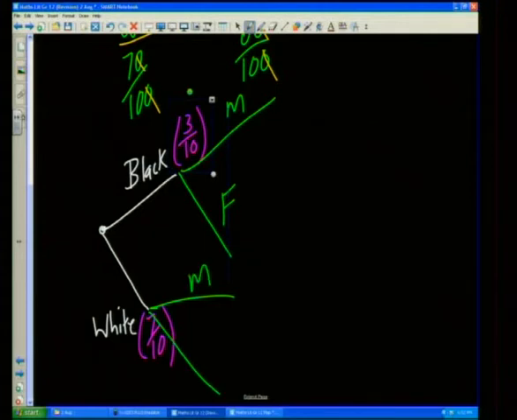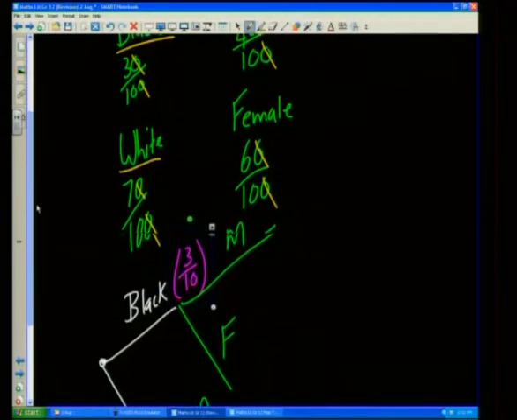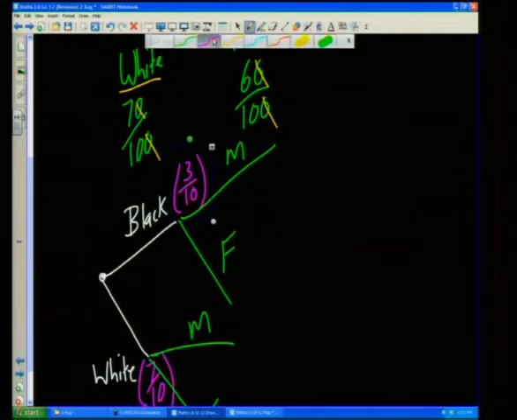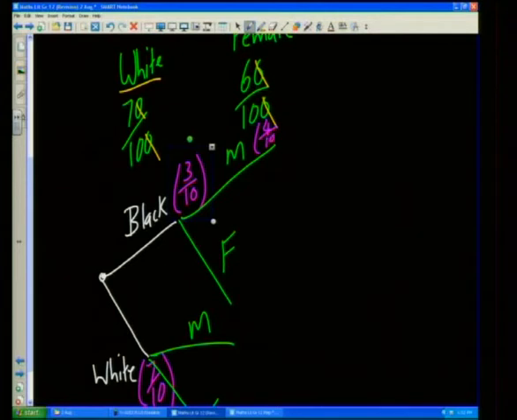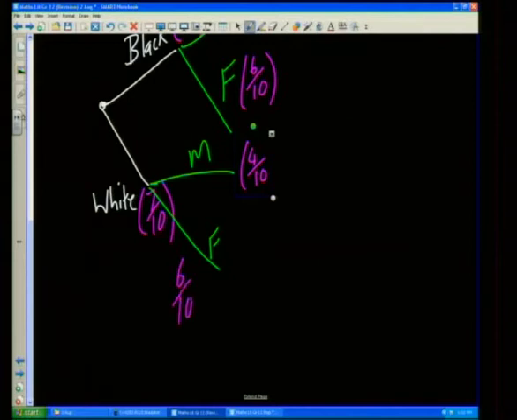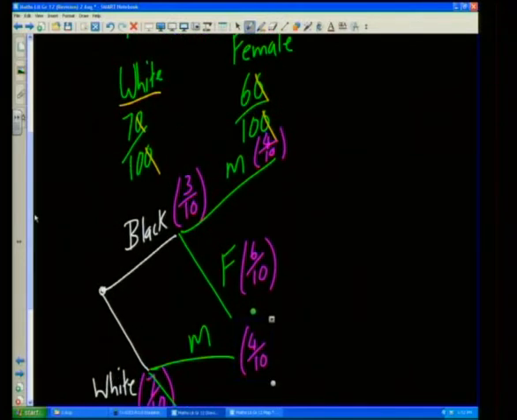So I'm going to put the male and female over here, and we'll use the percentages that we were given. 4 out of 10 for male, and 6 out of 10 for female. And the next one down here was 4 out of 10 for the male, and this one was 6 out of 10 for the female. Right, so there are all our possibilities. We can now work out the outcomes.